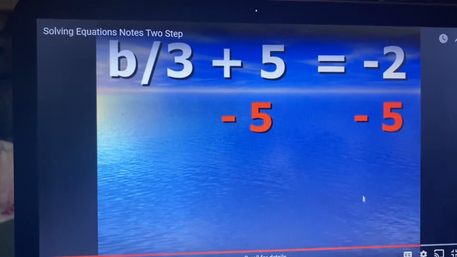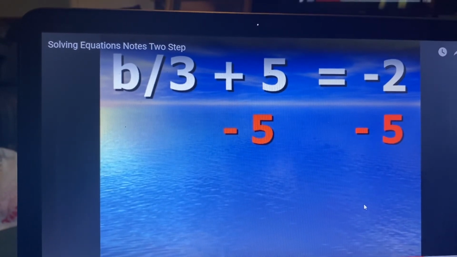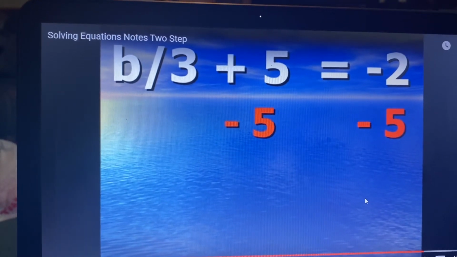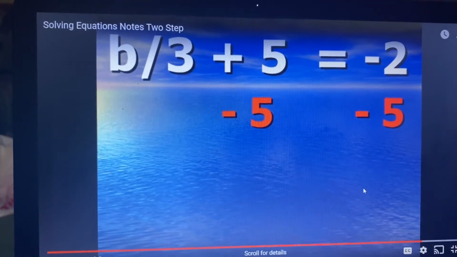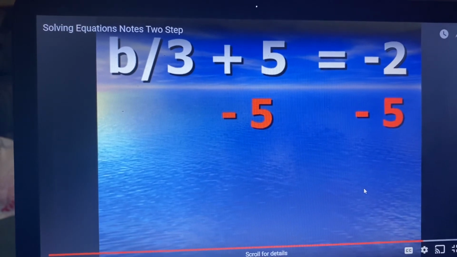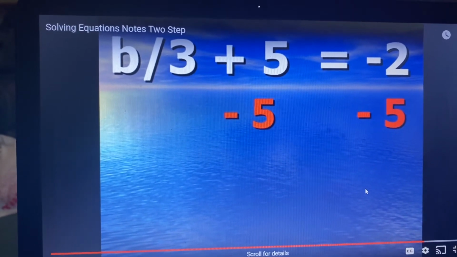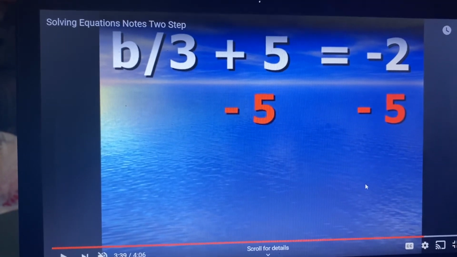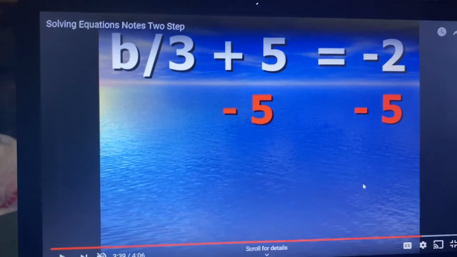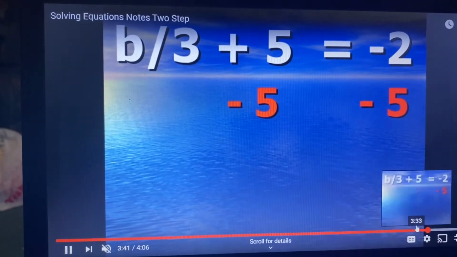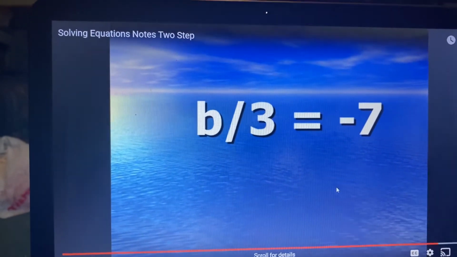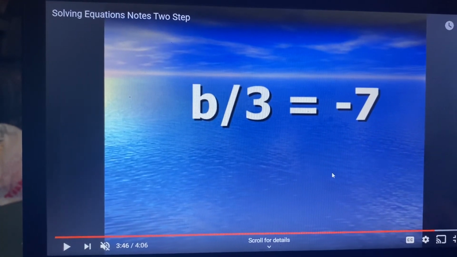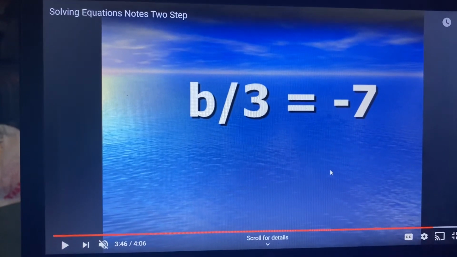Now that I have subtracted 5 from both sides of the equation, a positive 5 minus 5 will give us 0, and negative 2 minus 5 would give us negative 7. I do apologize. So now we're left with b divided by 3 equals negative 7.